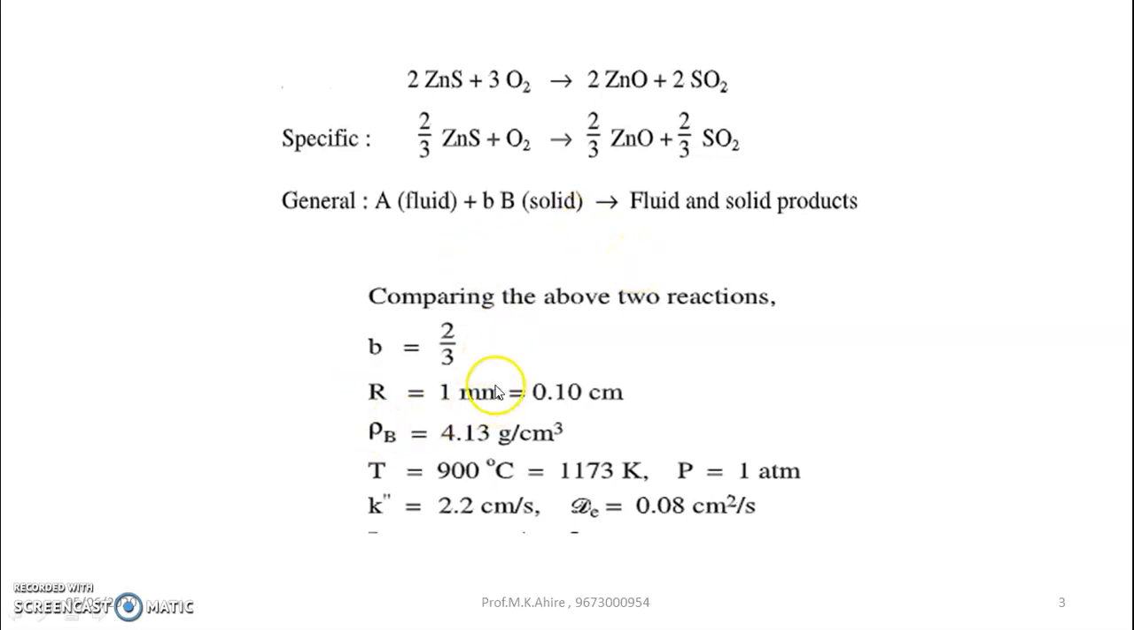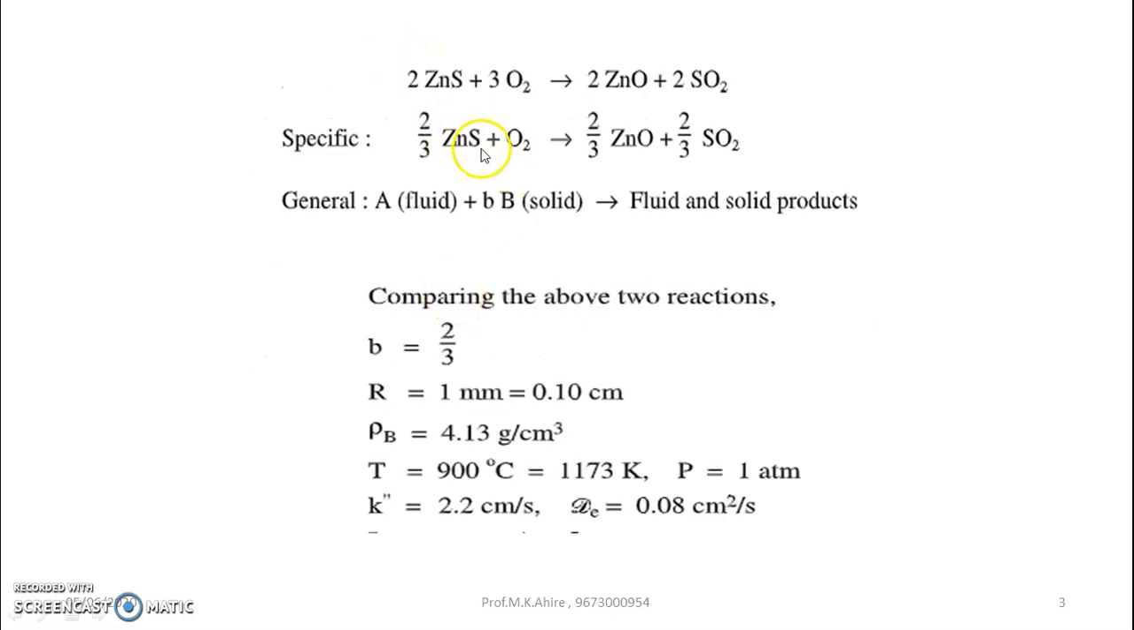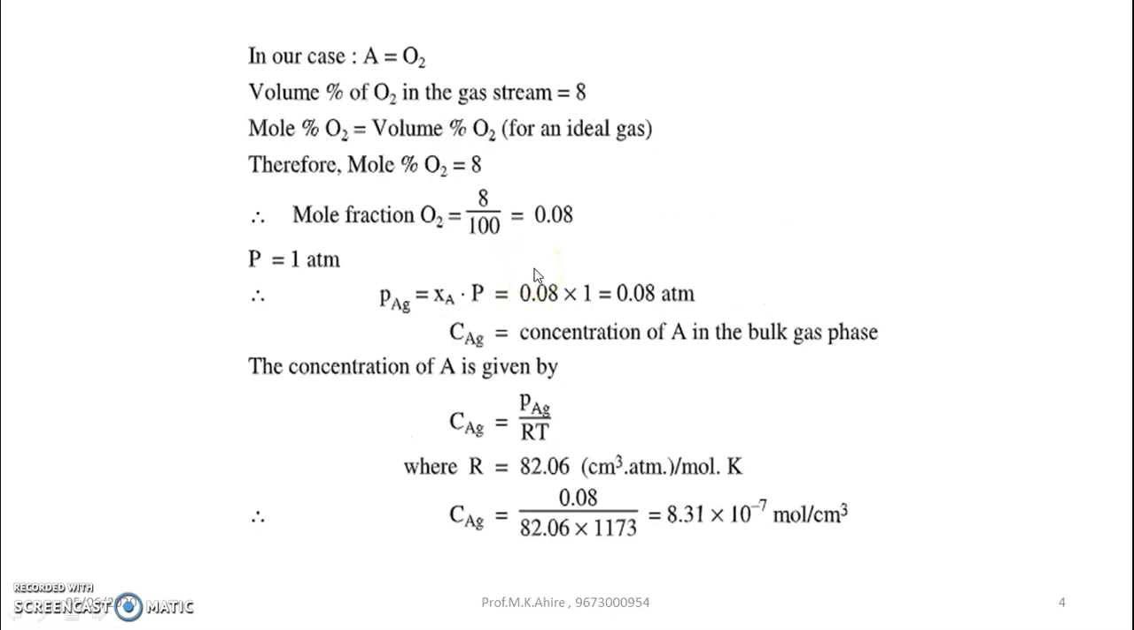Okay. Now what is the radius given? 1 mm. So it will be 0.1 centimeter. Now the density of that zinc sulfide is 4.13 gram per cc. The operating temperature is 1173 Kelvin. Pressure is 1 atmosphere. K double dash value is given. Diffusivity is given. Now in our case, as we have discussed, A is our oxygen component and B is obviously our zinc sulfide component, right?